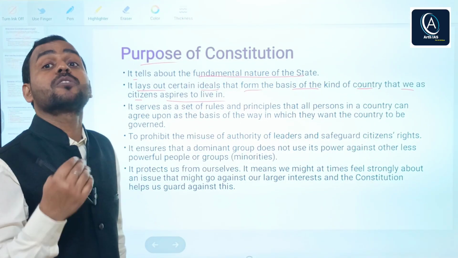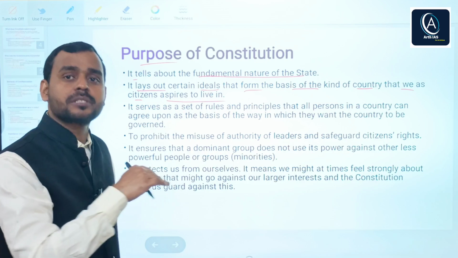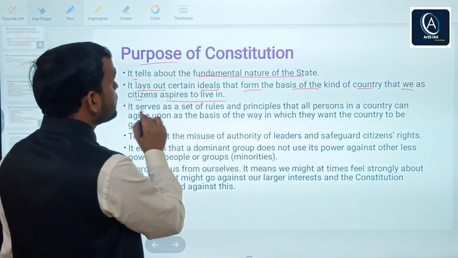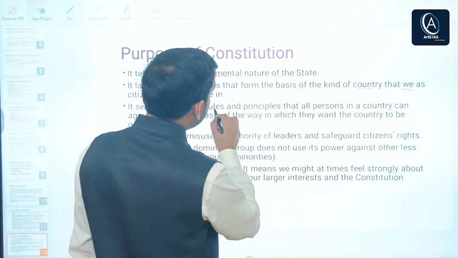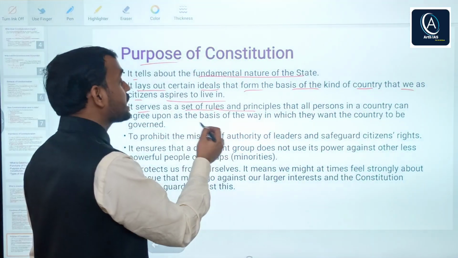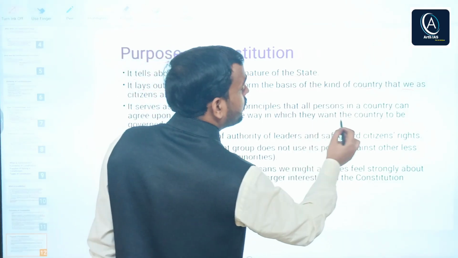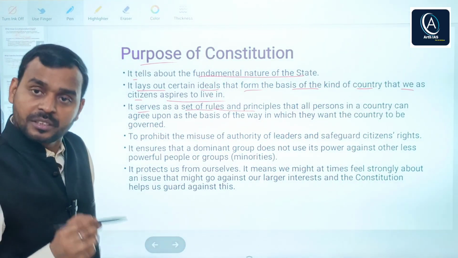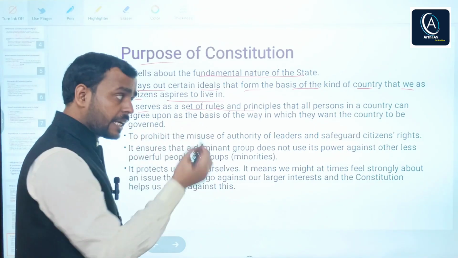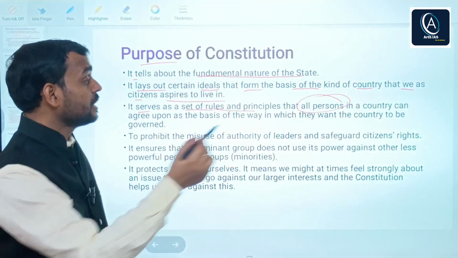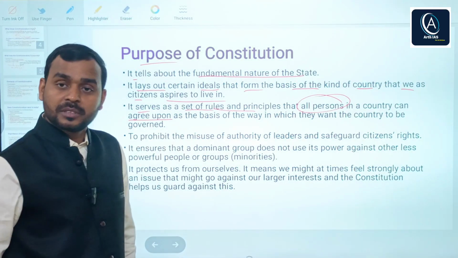For example, India is a secular country, it has the idea of secularism. It serves as a set of rules and principles that all persons in a country can agree upon as the basis of the way in which they want the country to be governed. So, all persons in a country can agree upon it.